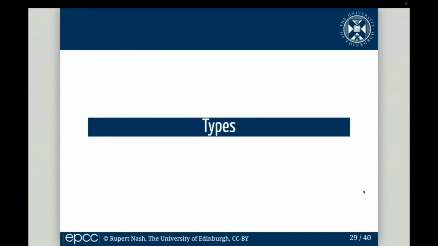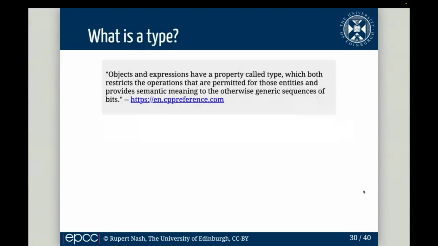So when it comes to types, like all typed languages, there are a few built-in types. Okay, and C++ is no exception. First let's go through the definition. Again, look at the source, CPP reference. So if you need something, the information is somewhere on the CPP reference website. So just for everybody to hear it: objects and expressions have a property called type, which both restricts the operations that are permitted for those entities and provides semantic meaning to the otherwise generic sequences of bits.